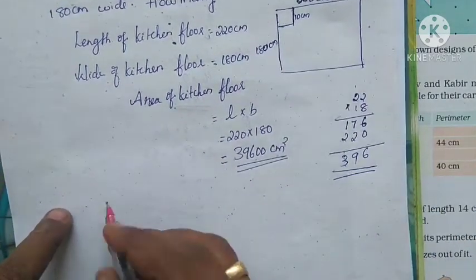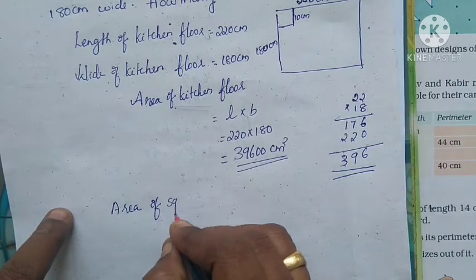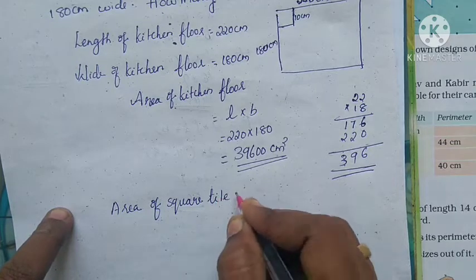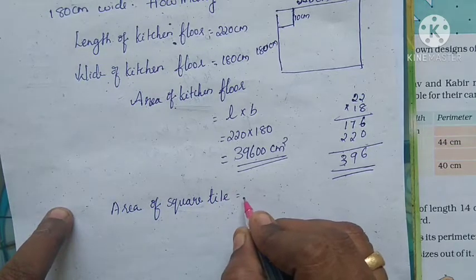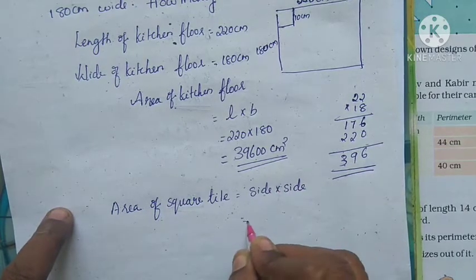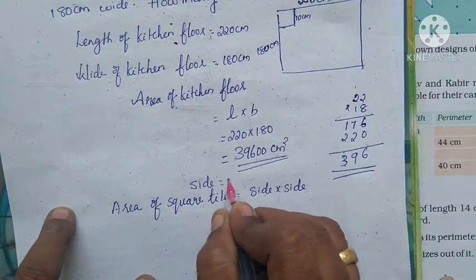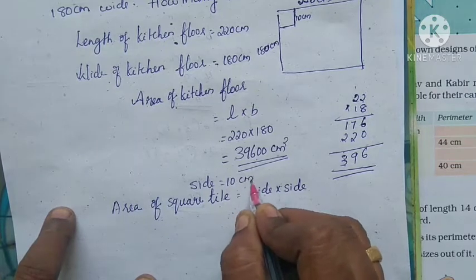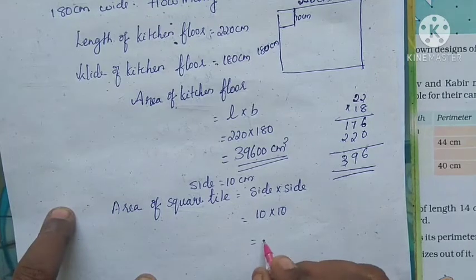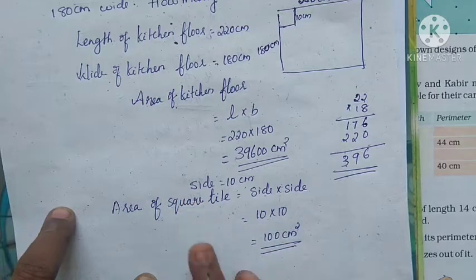Next we want to find out the area of the square tile, which is equal to side into side. Here we have to know what the side is, that is 10 centimeter. So side into side, 10 into 10. So what is the answer? 100 centimeter square. So that is the area of the square tile.